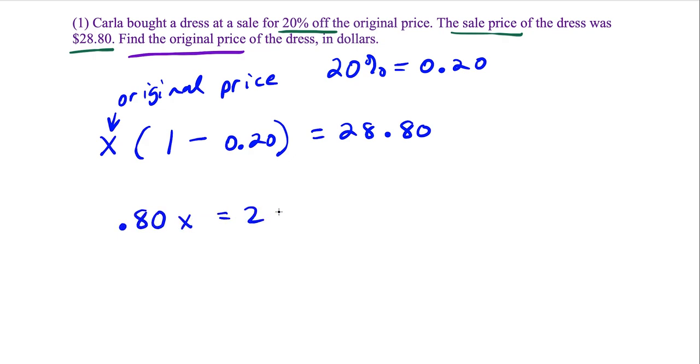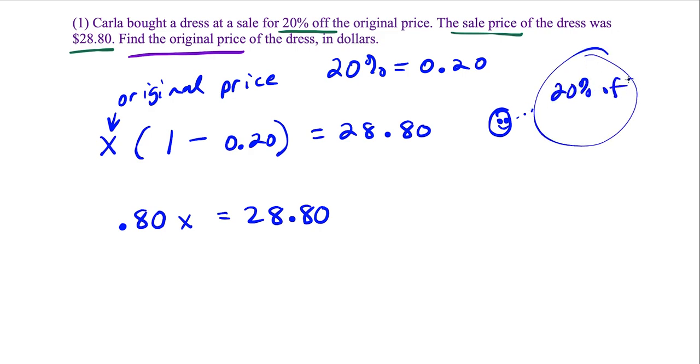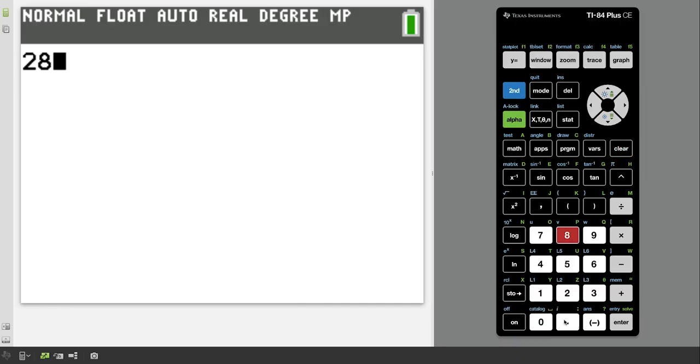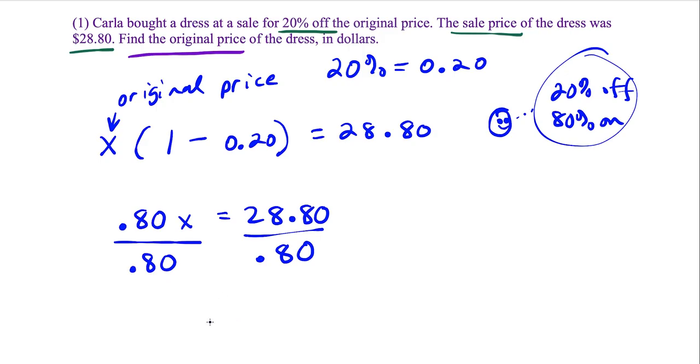Now, just to understand the concept of what just happened here, anytime I hear the phrase 20% off, my thinking automatically shifts to: if 20% is off, that means 80% is still on. So the fact that we have 0.80 left is a good sign here. Now to solve for x, just divide both sides by 0.80. The rest is calculator work. We're doing 28.80 divided by 0.80, and this tells us our answer to the first question is 36. So the original price of the dress was $36.